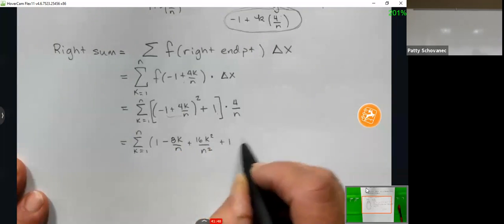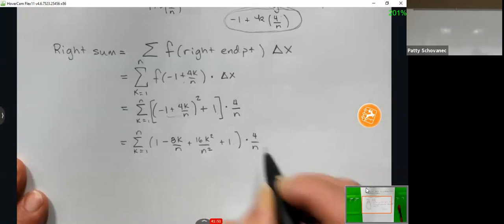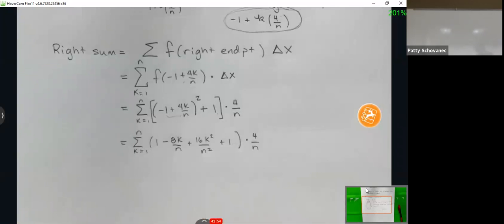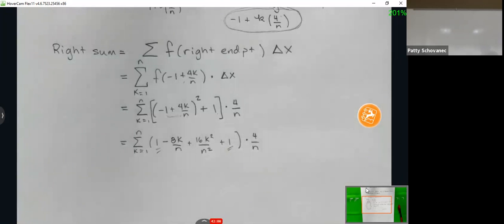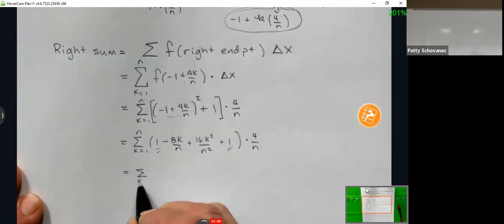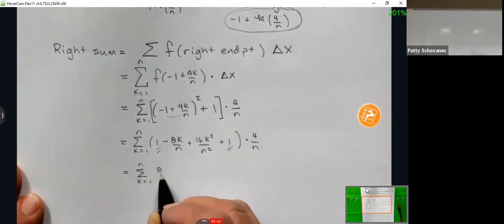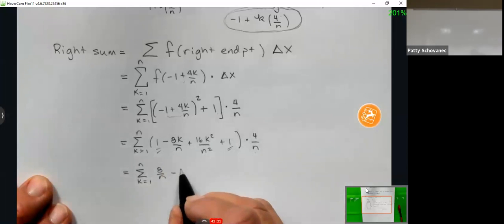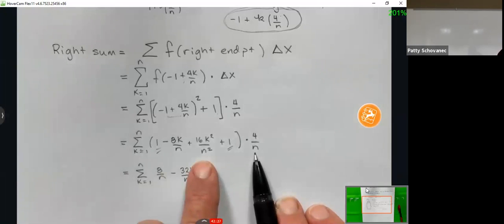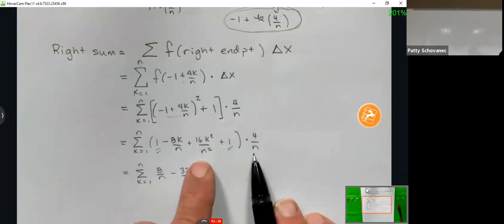Plus this one times the 4 over n. So let's take this one and that one and make them 2. Then I'm going to multiply 2 times 4 over n and get 8 over n. Then I'm going to multiply these two together, which gives me a negative 32k over n squared. And now I'm going to multiply these two together, and I get a positive 64k squared over n cubed.